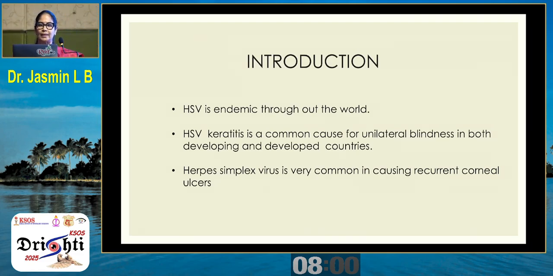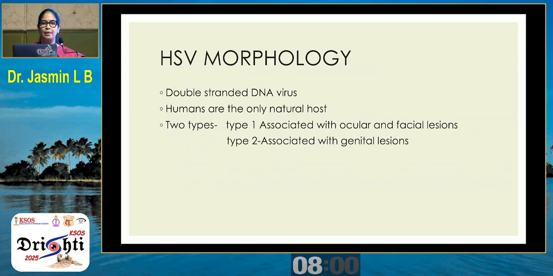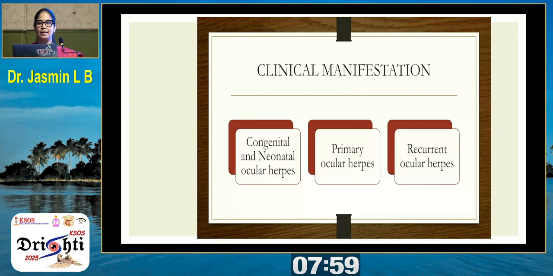We all know HSV is endemic throughout the world, and it is a common cause of unilateral blindness in both developing and developed countries, and is very common in causing recurrent corneal ulcers. About the virus, it is a double-stranded DNA virus, and humans are the only natural host. There are two types of herpes virus, type 1 and type 2. Type 1 is associated with ocular and facial lesions, and type 2 with genital lesions.